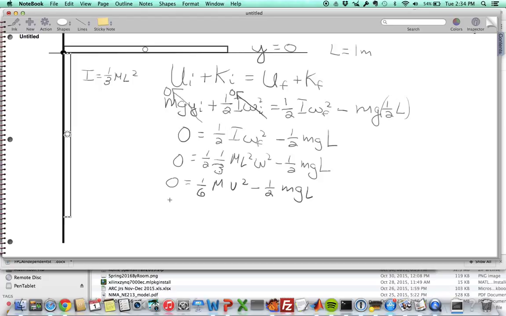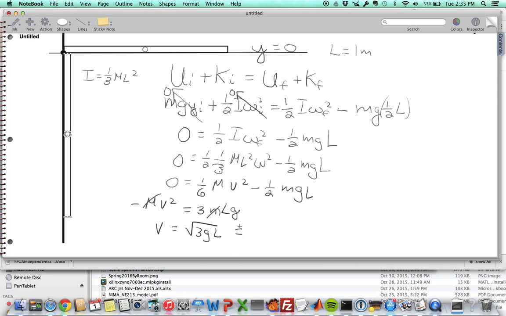And so now if I multiply through by 6, and I bring this to the other side, I'm going to have mv squared is equal to, since I multiplied through by 6, 3 mgl. Now my masses are the same, so I'm going to cross them out, and I forgot a g over here. So now I have v is equal to the square root of 3g times L.